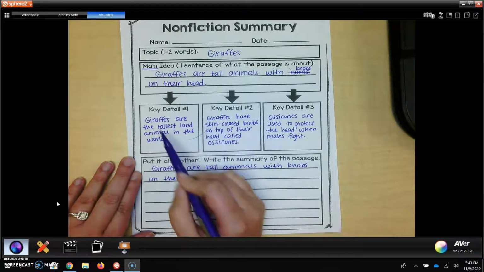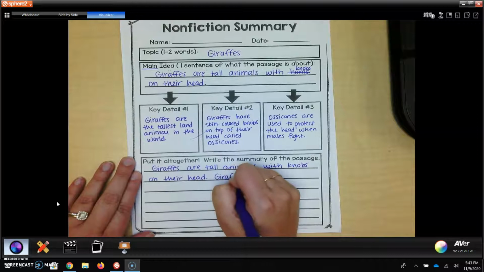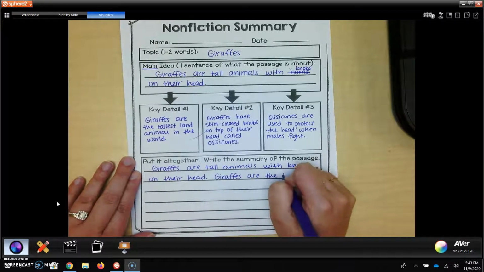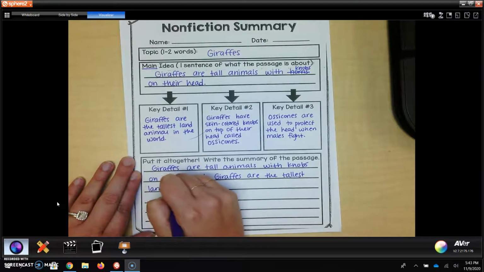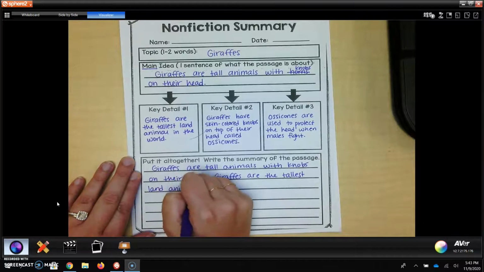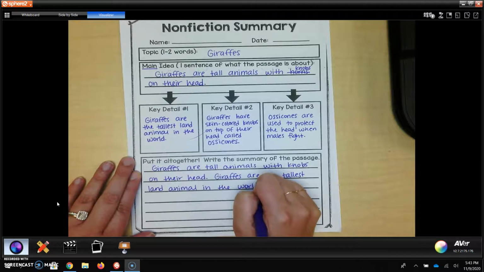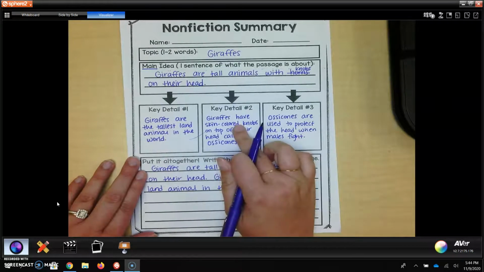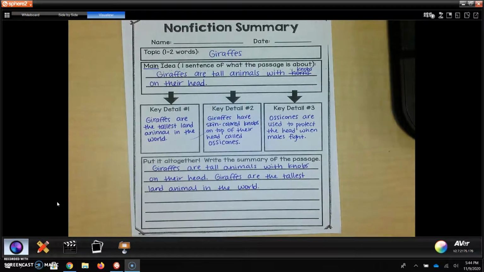Now I'm going to do my key detail. I'm going to do the first one. Giraffes are the tallest land animal in the world. And then all I'm going to do is copy my key detail number 2, and my key detail number 3. I'm going to copy those here, and then boom, we did our summary.